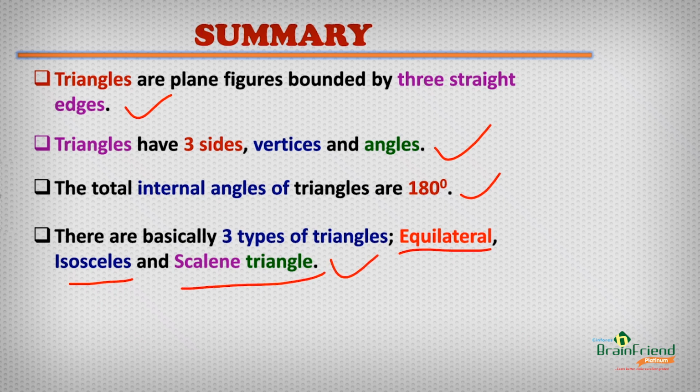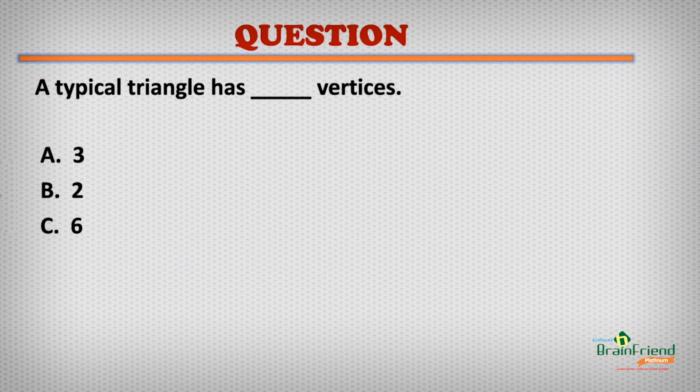Don't be in a hurry to leave, as we are going to take some test questions on what we've learned so far. Question 1. A typical triangle has dash vertices. A, 3, B, 2, or C, 6. The correct answer is A. A typical triangle has 3 vertices.